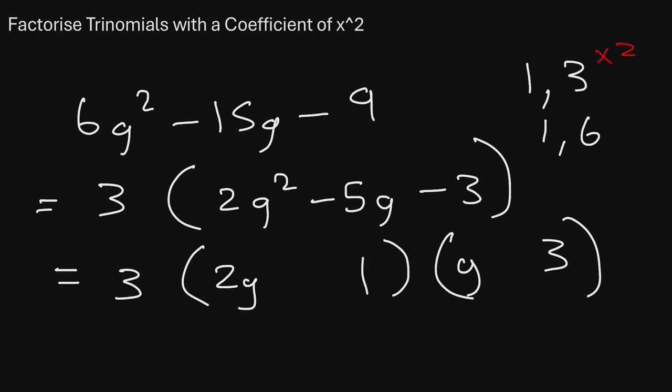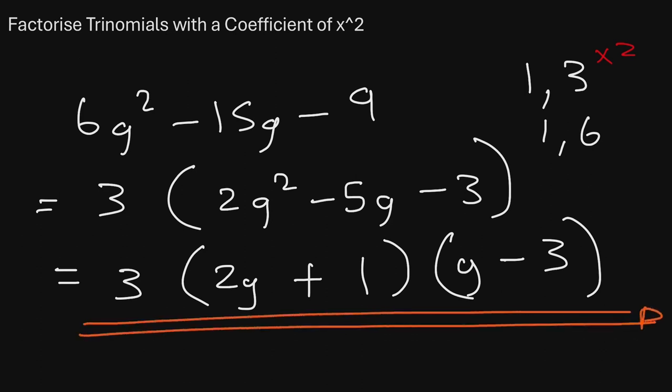But now our sign is negative. This means the signs must be different signs, and then the bigger number will take the sign of the middle term. So this is the bigger number because it's going to be 6 here. So that is why we say this is negative and that is positive. And that is how you will factorize the trinomials with a coefficient. This is all for the video. Thank you very much.